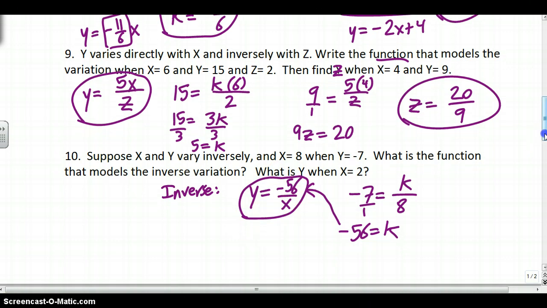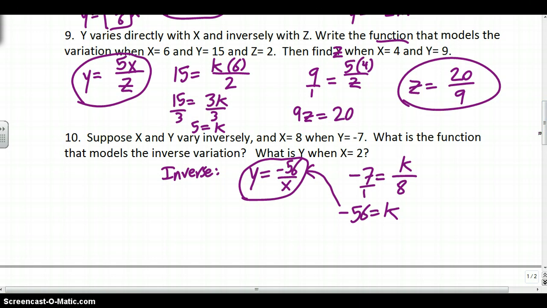That's your equation. And then I want you to figure out what y is when x equals 2. So y equals negative 56 over 2. A quick punch in your calculator, or if you can do it in your head, that's great. And it ends up being negative 28.